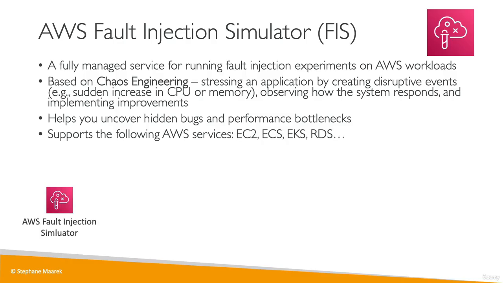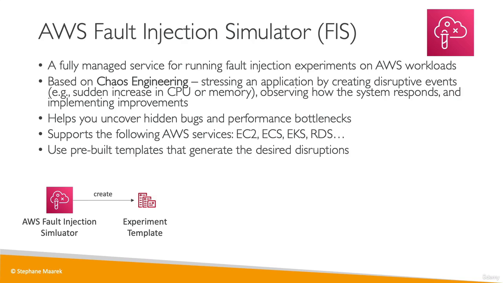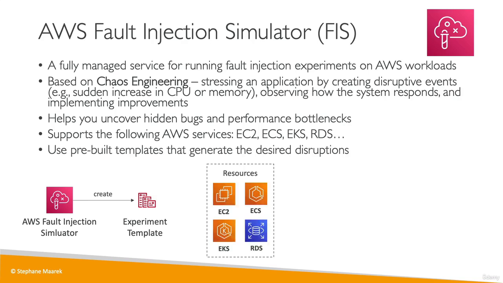So how does that work? Well, we have FIS, and we're going to create experiments. We can use pre-built templates to generate these disruptions, and then they're going to cause disruptions on resources. So really, you have to choose what happens to your EC2 instances, what happens to your ECS clusters, your RDS database, and so on. And then these experiments will start.